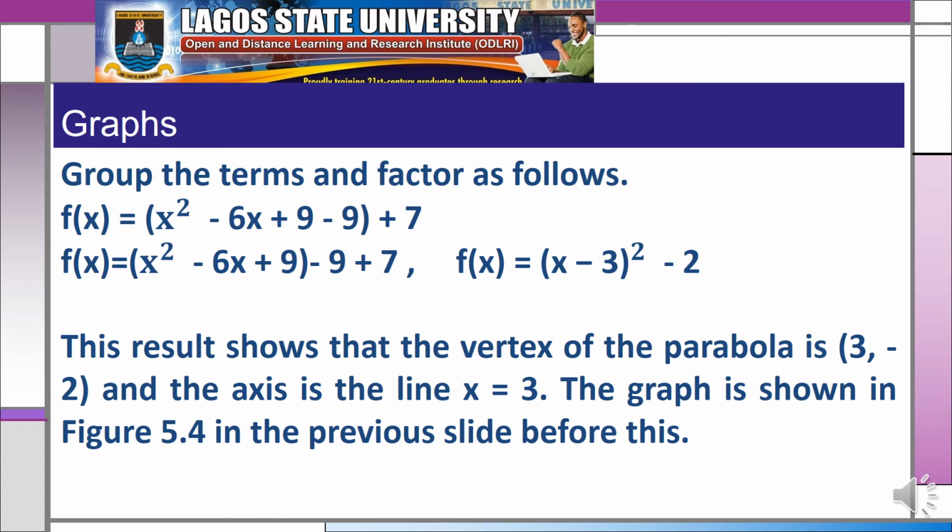And minus 9 plus 7 is equal to minus 2. So this leads us to a function of the type (x minus 3) squared minus 2. The result shows that h is 3 and k is minus 2. The vertex of the parabola is (3, minus 2), and the axis is the line x equals 3. The graph is shown in the figure above.